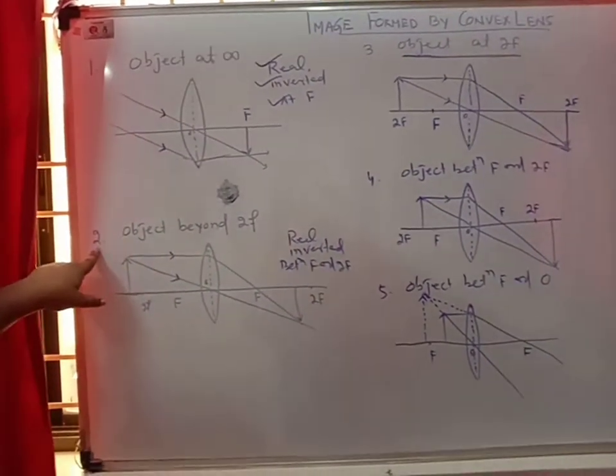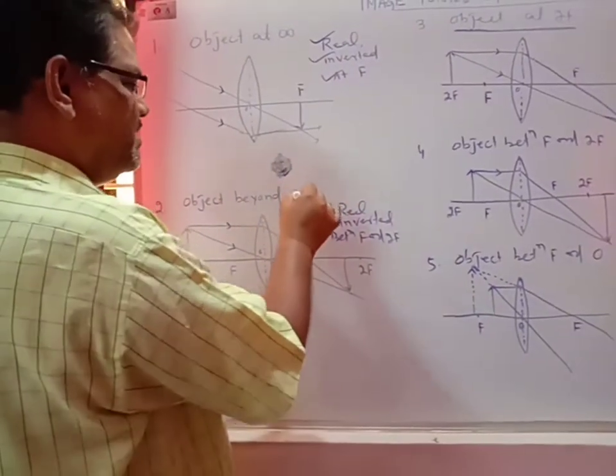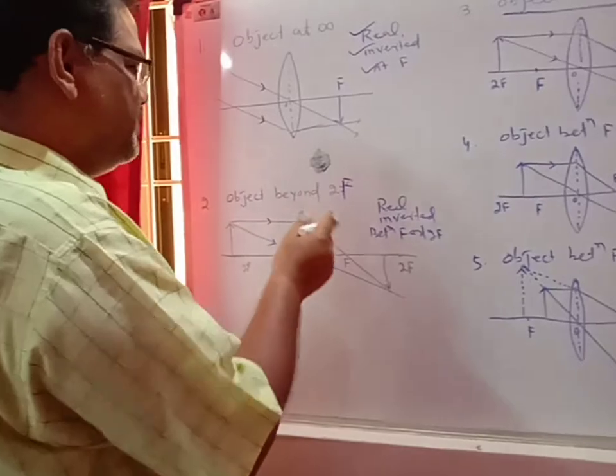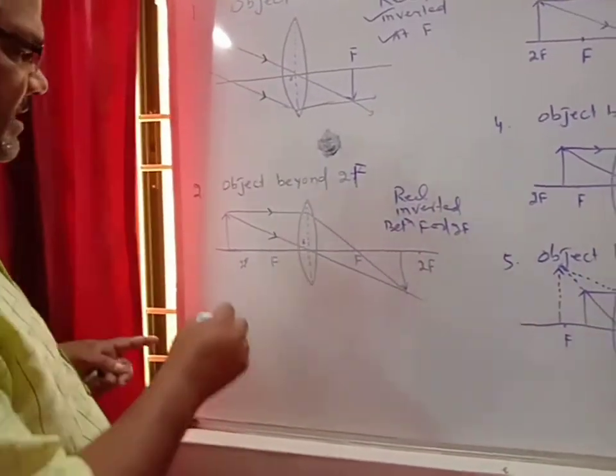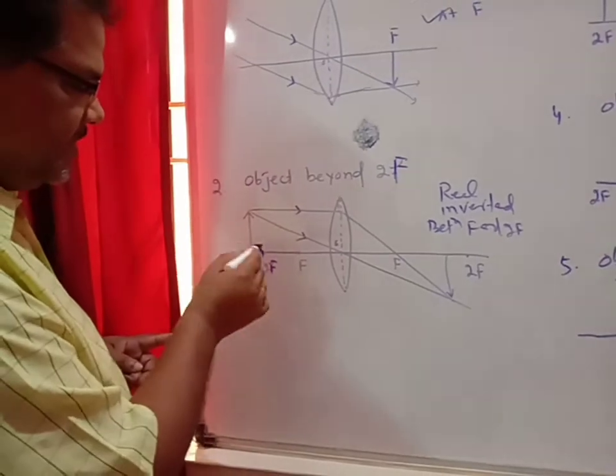So the image formed is real, inverted, and situated at principal focus F. Case number 2, if the object is beyond 2F, that is beyond the center of curvature.